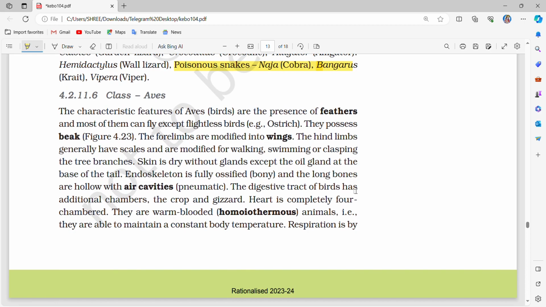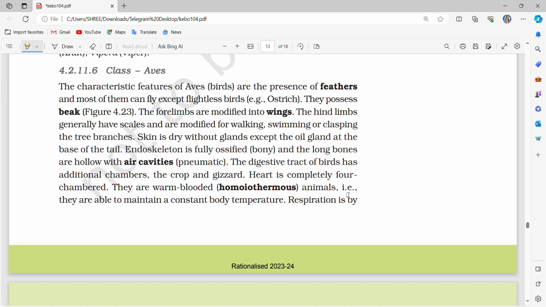4.2.11.6 Class Aves. The characteristic features of Aves, birds, are the presence of feathers and most of them can fly except flightless birds, for example, ostrich. They possess beak, Figure 4.23. The forelimbs are modified into wings. The hind limbs generally have scales and are modified for walking, swimming or clasping the tree branches.